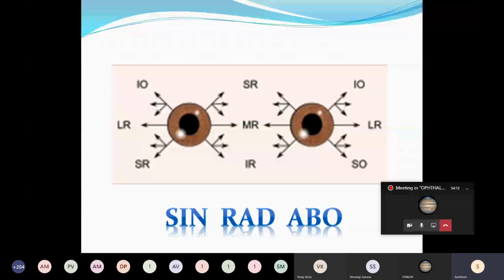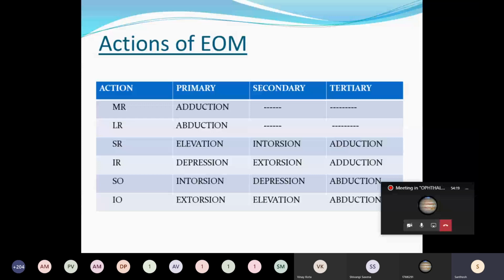You apply the same rule to the table which I have given. I'll go back to the table. See here, SIN means superior rectus causes intorsion, and the superior oblique causes intorsion. The SIN is completed here. Superiors cause intorsion. So you know that superiors are causing intorsion. Superior rectus is causing intorsion. Superior oblique is also causing intorsion.